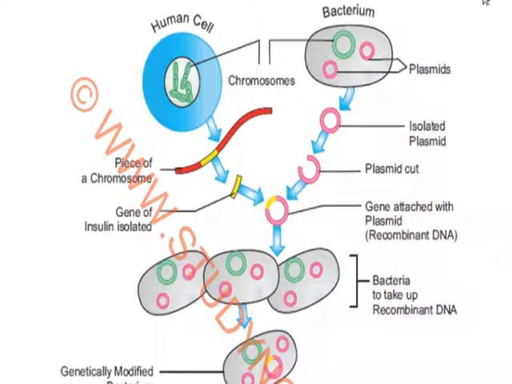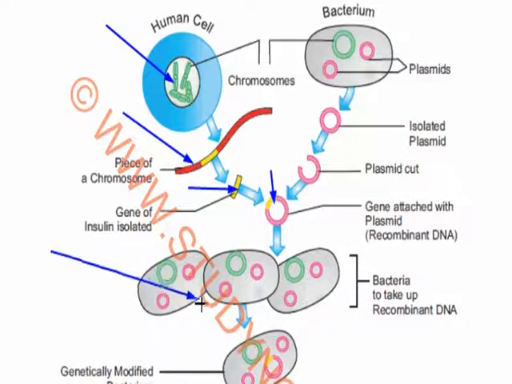This is the process with the help of which insulin is produced and genetic engineering can be seen. So this is the human cell. We have to take the gene. This is the piece of the chromosome which is taken, and that gene is identified and then isolated and then inserted into the plasmid. This plasmid is taken from the bacteria. So you have to use restriction endonucleases to cut, and then you have to insert this gene here inside the bacteria, and now it has the recombinant DNA.